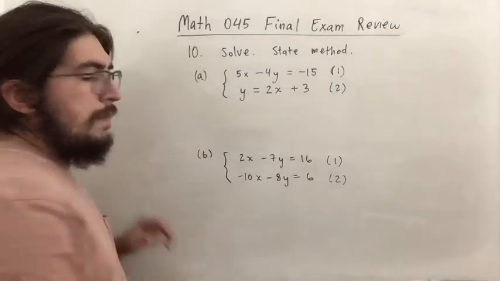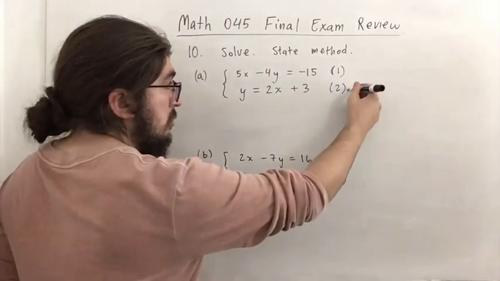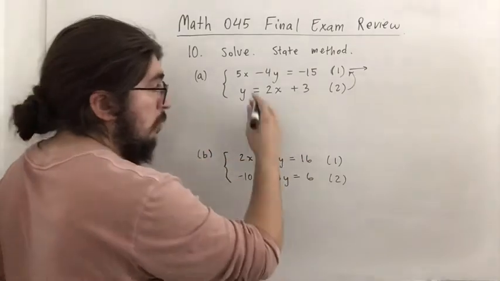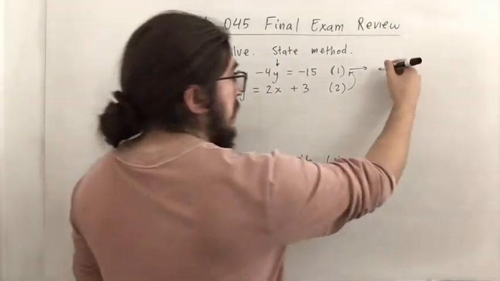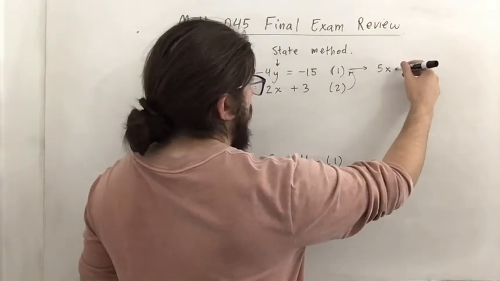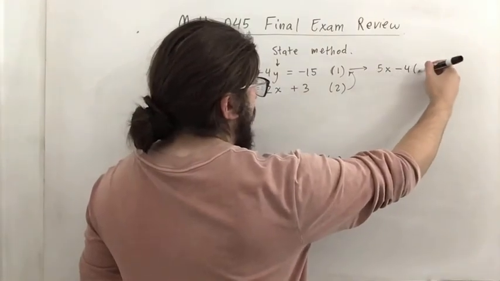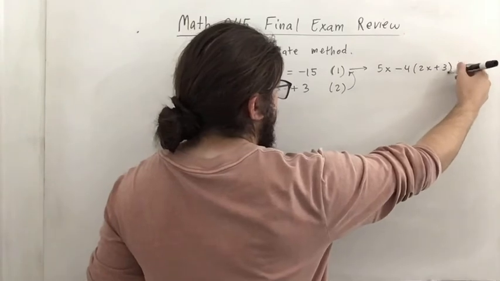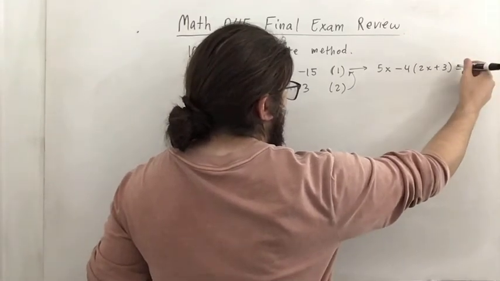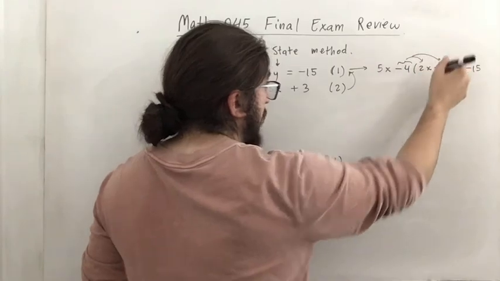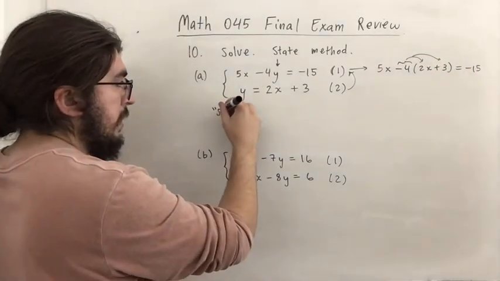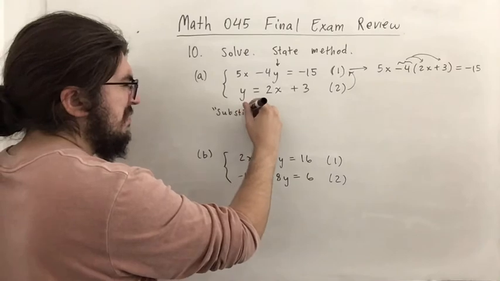So equation 2 has y by itself, so I'm going to actually substitute that into 1 for y. So anywhere I see a y, which is right here, I'm going to replace it with this quantity. So we're going to write 5x minus 4y, but y is 2x plus 3 from the other equation, is equal to negative 15. Okay, distribute this negative 4, and we can actually solve for x. By the way, let me write here that we're using substitution.